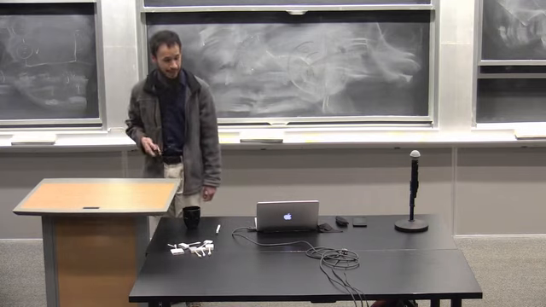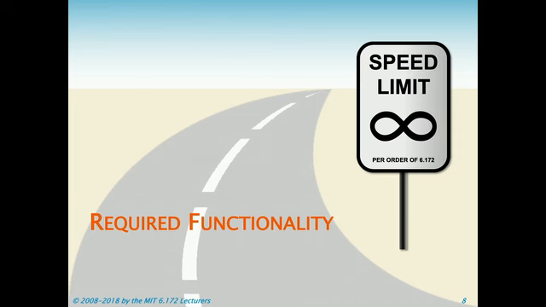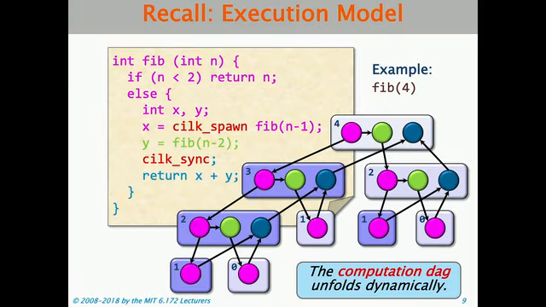OK. So let's talk a little bit about required functionality. You've seen this picture before, I hope. This picture illustrated the execution model of a Cilk program. Here we have everyone's favorite exponential time Fibonacci routine parallelized using Cilk. This is not an efficient way to compute Fibonacci numbers, but it's a nice didactic example for understanding parallel computation, especially the Cilk model.